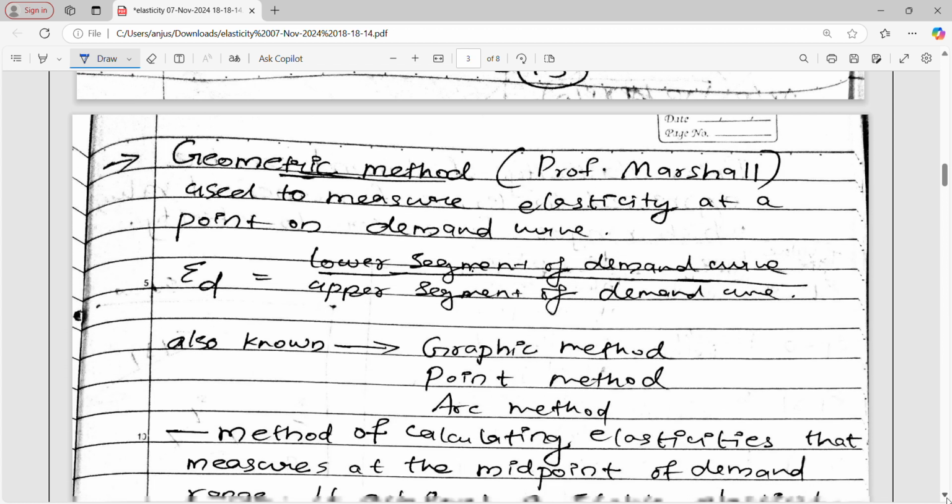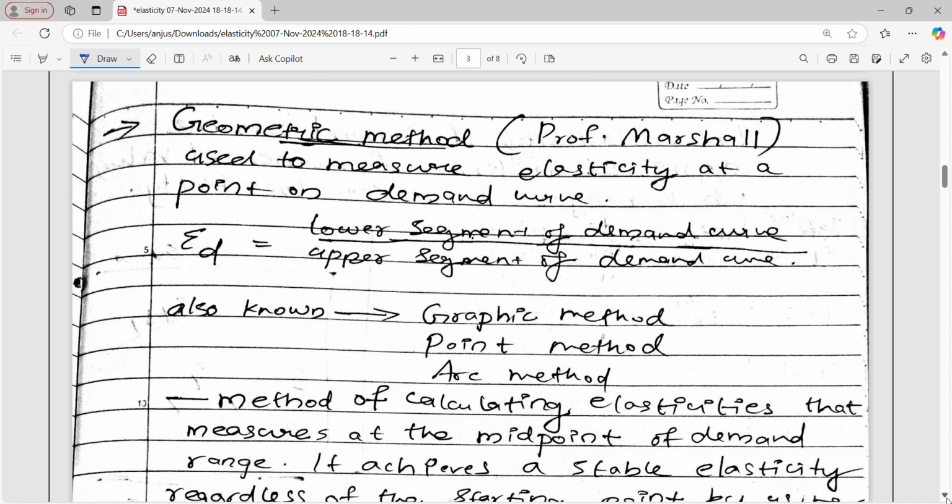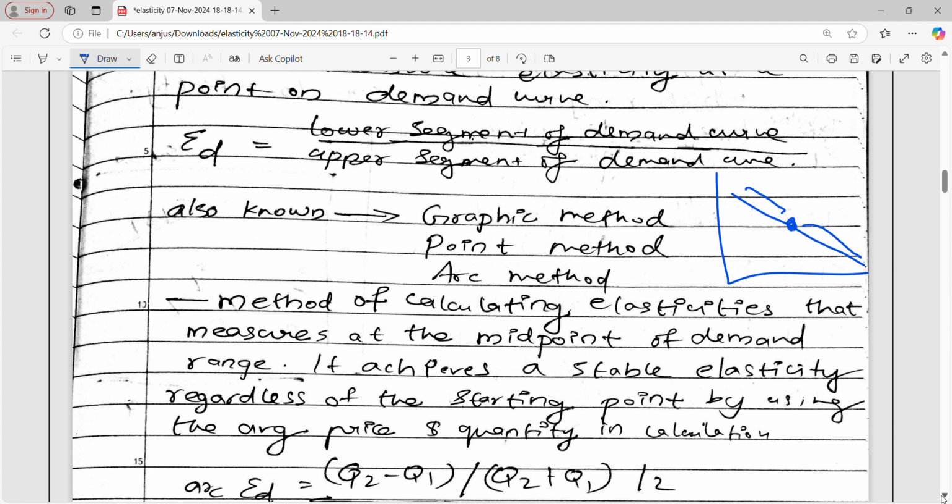Okay, so next is the geometric method, which is introduced by Professor Marshall. This is used to measure elasticity at a point on the demand curve. Let's say this is the demand curve, and this is the point. So this will be the upper segment and this will be the lower segment. The lower segment of the demand curve is divided by the upper segment of the demand curve. This method is also known as the graphic method, point method, and arc method.